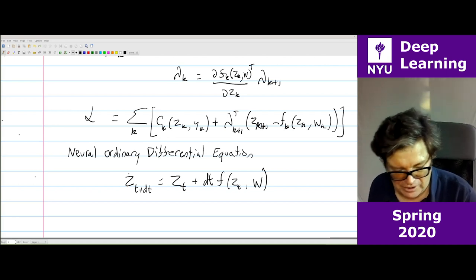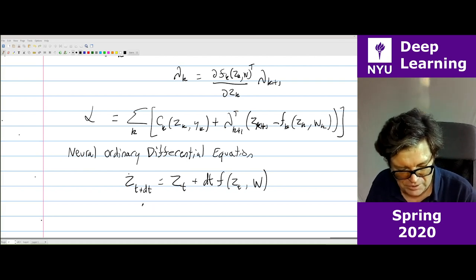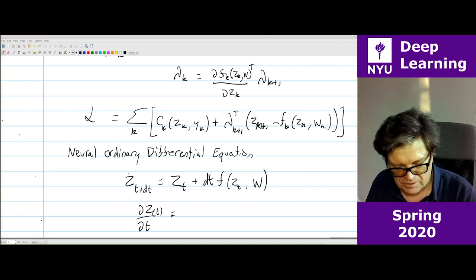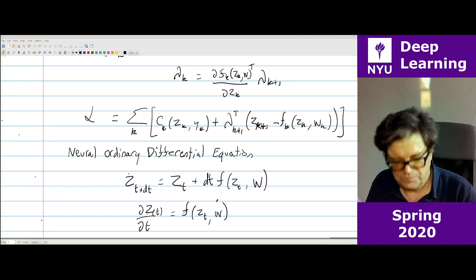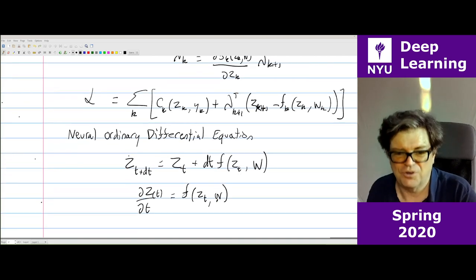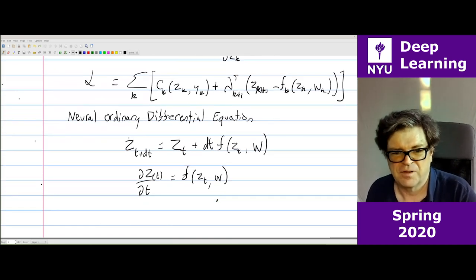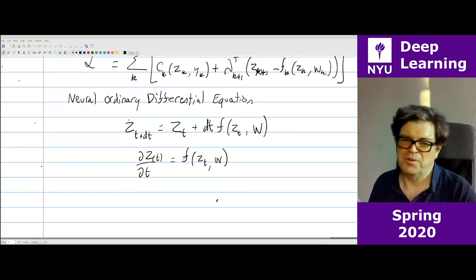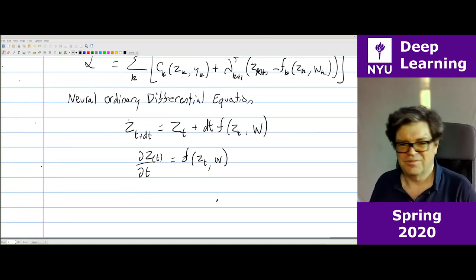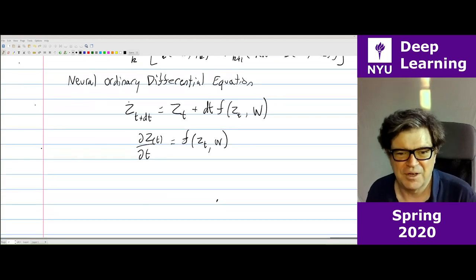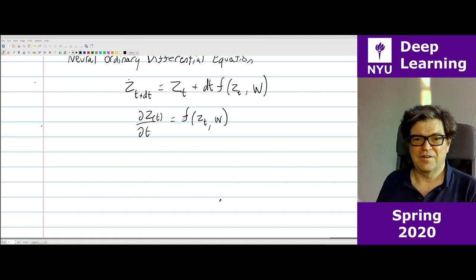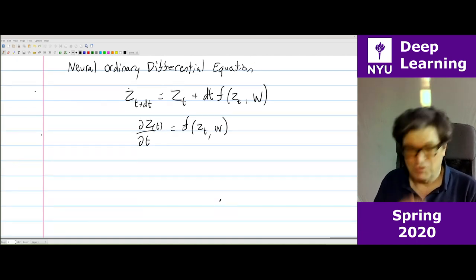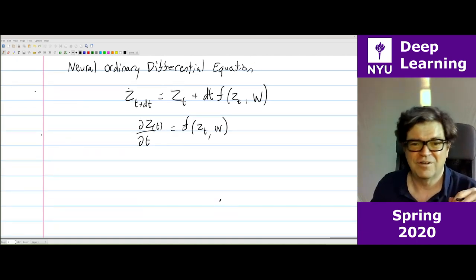I can write it this way, or I can write it in a differential equation form where I can say dz over dt at time t is equal to f of zt w. Okay, so that's an ordinary differential equation, in this case of first order. Well, it depends what's in z, but I can express just about anything this way. And the question is, how do you train something like this? And basically, if you write the Lagrangian formulation of this, it's trivial.